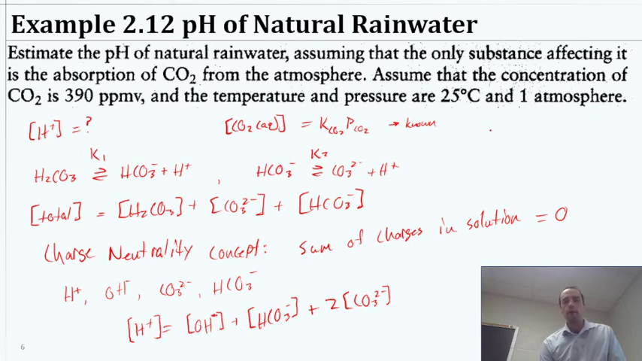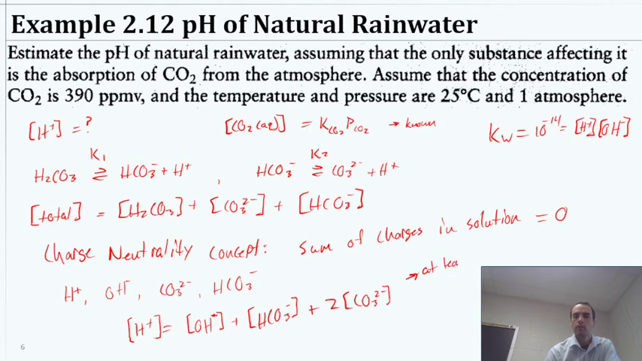Of course, we also have our water equilibrium equation. 10 to the minus 14th is equal to H+ times OH-. Okay, I just remembered. So the other thing we can consider here is, because we know we are slightly acidic at least, I'm just going to write that.